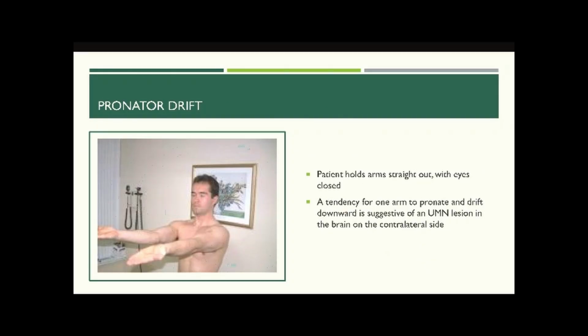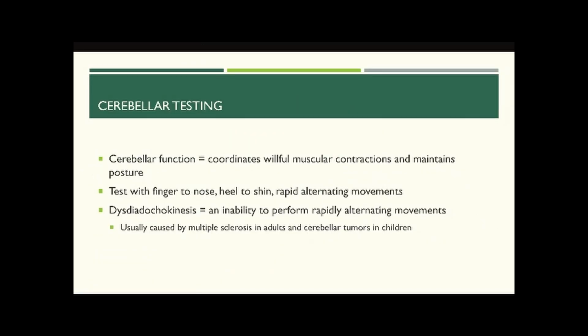So here's pronator drift, and then an upper motor lesion on the contralateral side. If I have pronator drift on the right, the problem is on the left side of the brain, because the left side controls the right side of the body. The upper motor neuron on the left side, that one neuron will go all the way down, break off, and go to my arm to allow me to hold it up, and then when it's damaged, that neuron won't work, and it falls. Here's our cerebellar testing, muscle contractions, and maintaining posture. So again, finger to nose, heel to shin, and your rapid alternating movements.